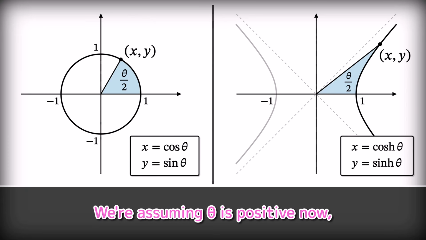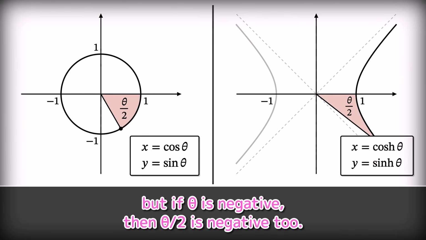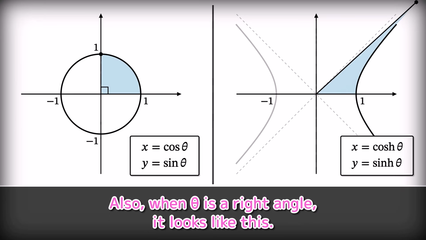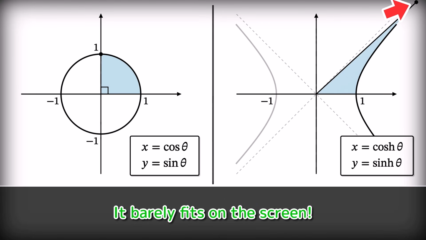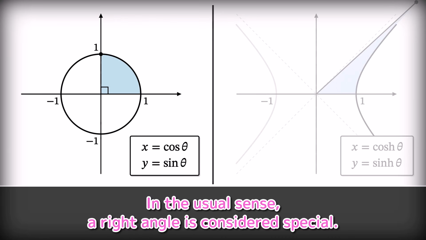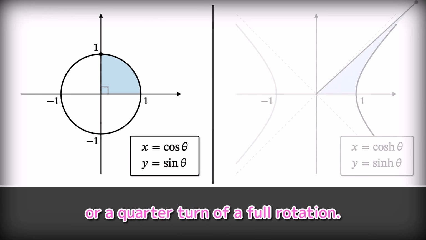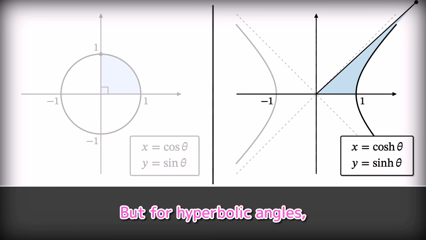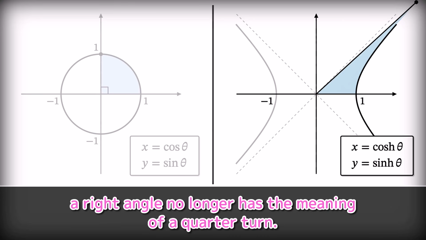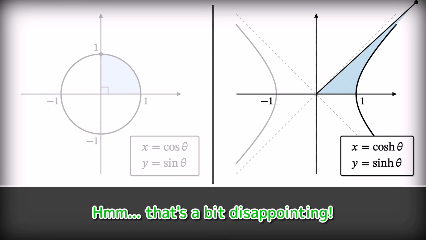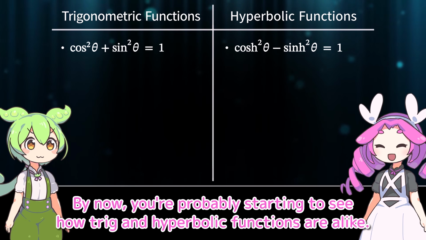We're assuming theta is positive now, but if theta is negative, then theta over 2 is negative too. Yeah, now that you mention it. Also, when theta is a right angle, it looks like this. It barely fits on a screen. In the usual sense, a right angle is considered special. It represents perpendicularity or a quarter turn of a full rotation. But for hyperbolic angles, a right angle no longer has the meaning of a quarter turn. That's a bit disappointing.